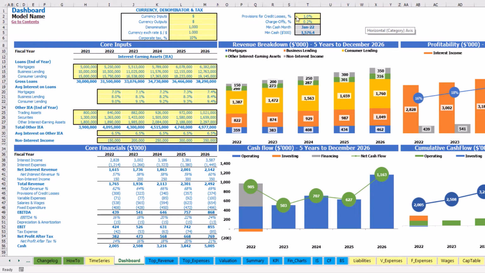Additionally, on top of the dashboard, right above the charts, you may input your provisions for credit losses as a percentage and percentage of charge-offs. And you may see some short KPIs like minimum cash and minimum cash months based on the model calculations.